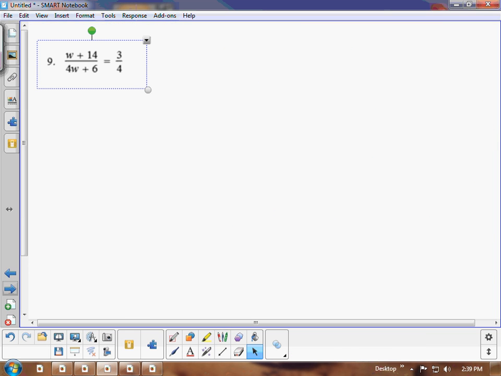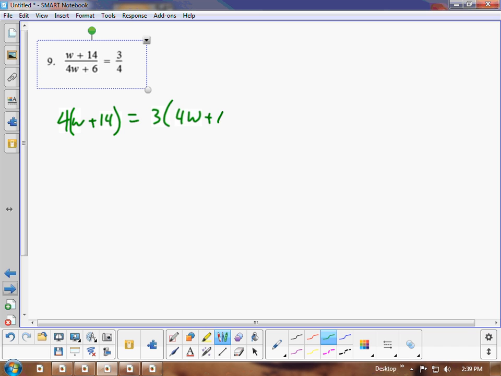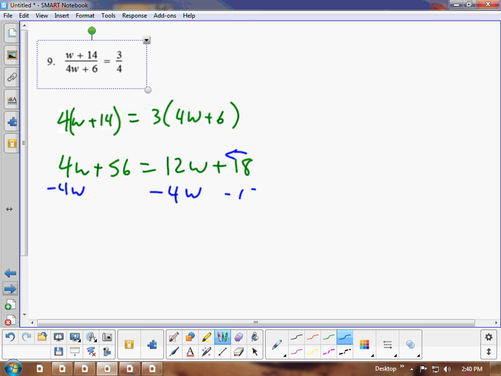Okay, on to number 9. This one I think is the one that doesn't check very nicely. You get 4w plus 14, well, let me write it the right way. 4w plus 14 equals 3 times 4w plus 6. So this is going to turn into 4w plus 40 plus 16 is 56. And 12w plus 18. I want to get this 4 out of here. I want to go to the right with it because I want everything to be positive. And I'm going to bring this 18 over by subtraction.